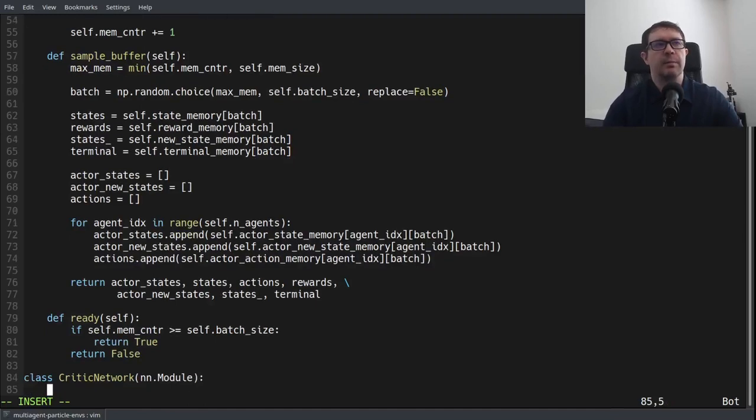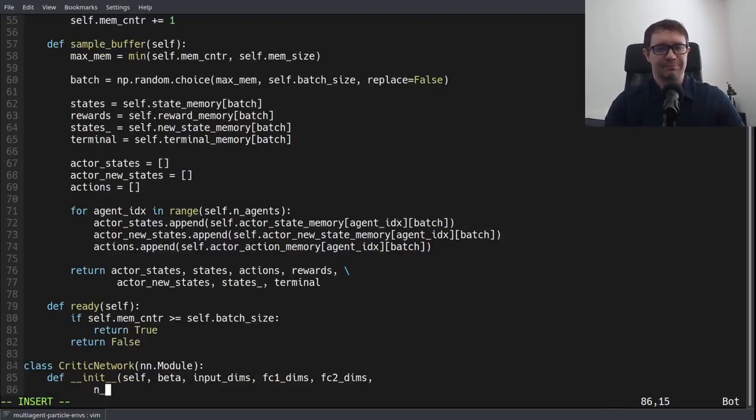That'll derive from nn.Module. Our initializer takes a learning rate. We'll call it beta. Reason being that the actor and critic can have separate learning rates, although in their implementation as well as mine, we just use the same learning rate for both actor and critic, but it is entirely possible to have separate ones. Number of dims for the first and second fully connected layers. And then we'll need a number of agents, number of actions, and a checkpoint directory.